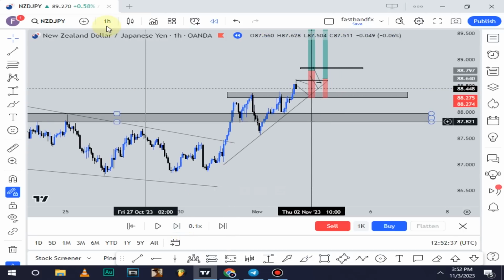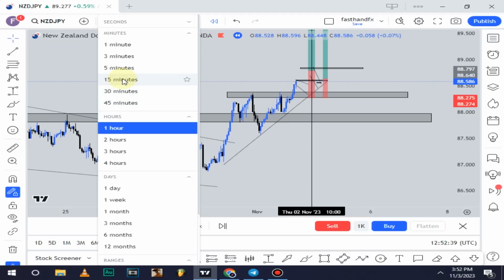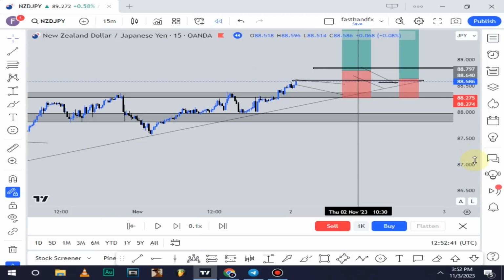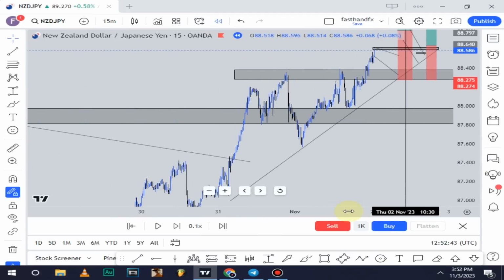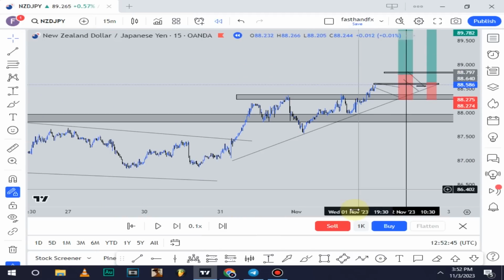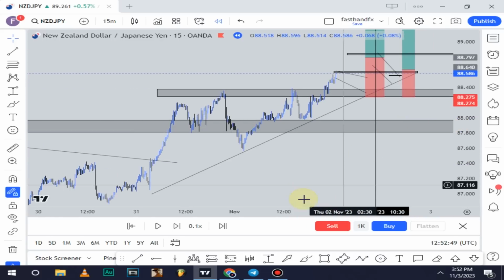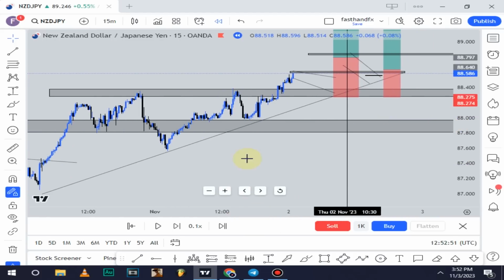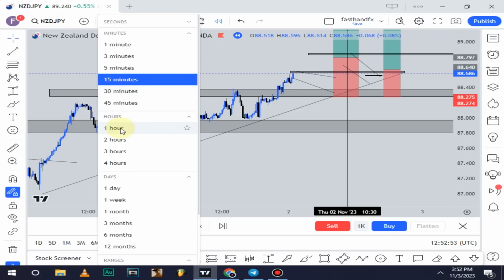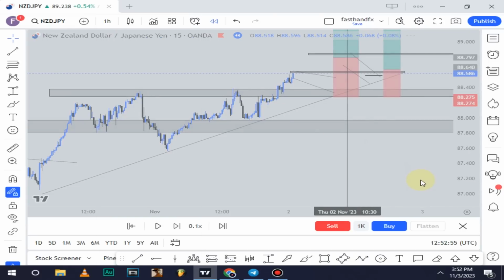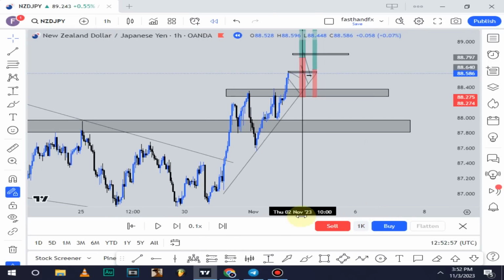All right, so this time I was at the 15. Look at this. Of course, I can see that the market has already broken, so I believe I did take my buy entry position at the 15. All right, at the 1 hour. All right, so look at that. So right now, let's see, at the 1 hour, let me just go back. Yeah, I usually take my entry position at the 1 hour.